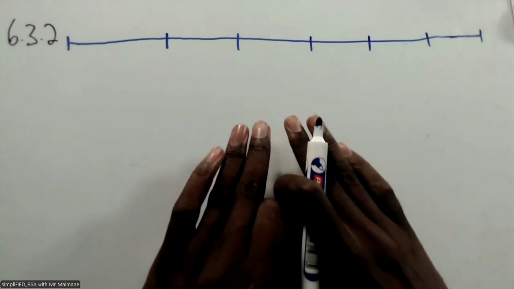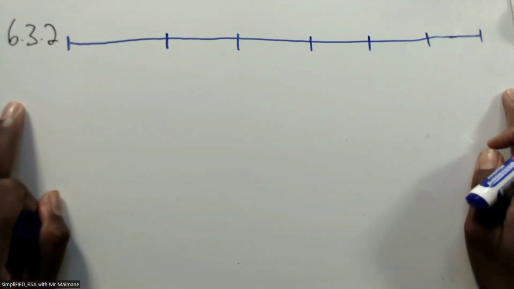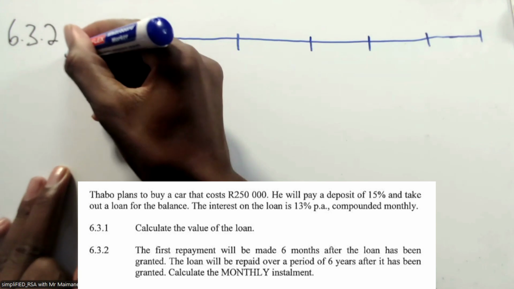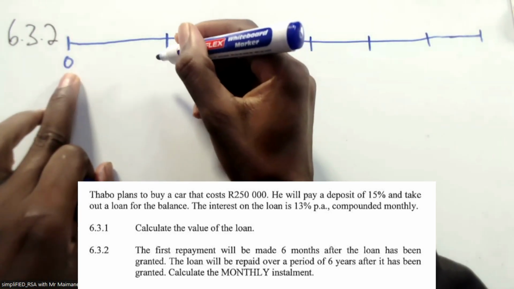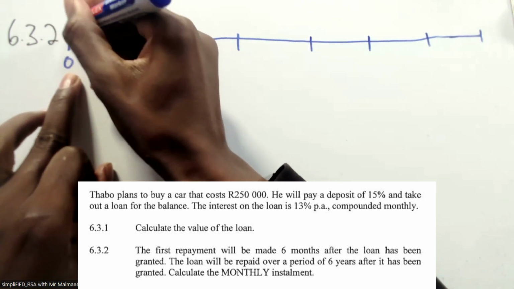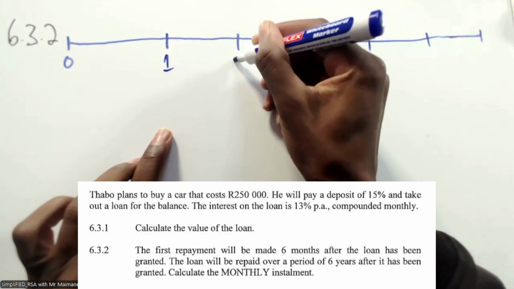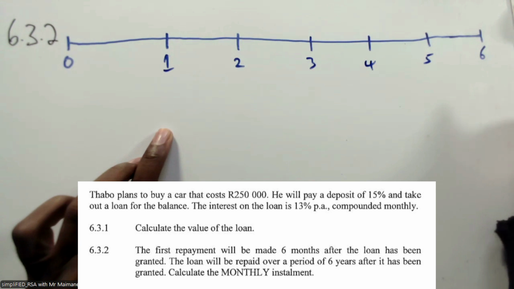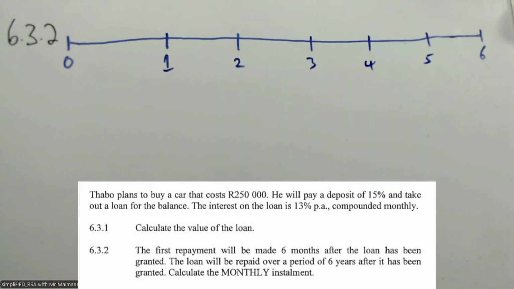So now I'm going to show everything on my timeline. A timeline is more like a number line that shows the period of the whole 6 years of the loan. I know that a number line starts from 0. So Tabo is going to pay from the day the loan was granted, which is year 0, and then first year, second year, third year, fourth year, fifth year, up until the 6th year. These are the number of years that Tabo will make the payments.